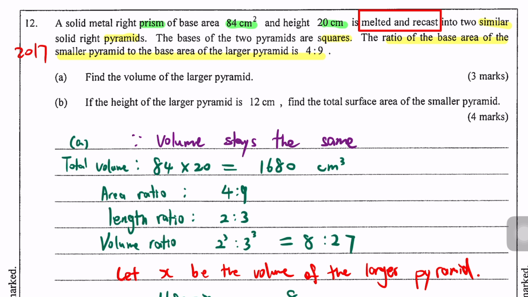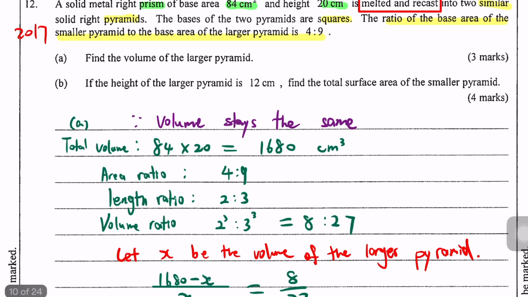First, the area ratio is 4 to 9, and the length ratio is the square root of this, so 2 to 3. And then the volume ratio is to cube them. So 8 to 27. 8 to 27 is the smaller pyramids to the larger pyramid. How do we find the volume of the smaller pyramids and the largest pyramid?